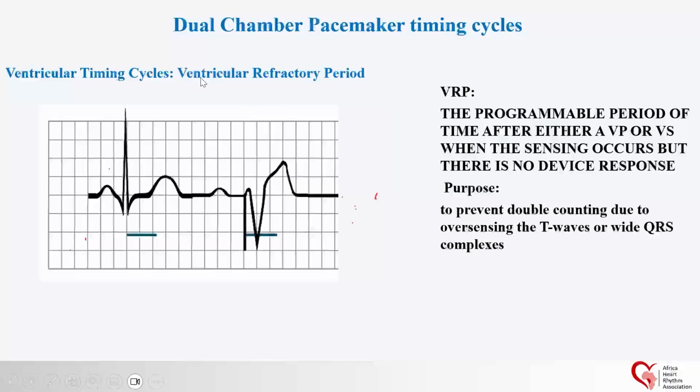We have the ventricular refractory period. The ventricular refractory period is initiated after a ventricular event. It may be a paced ventricular event or a sensed ventricular event. The purpose of this period is to avoid double counting of the QRS or the T wave, and this is very important, because if we have double counting, the pacemaker will consider it as VT or something like that. So to avoid this, we have the ventricular refractory period.